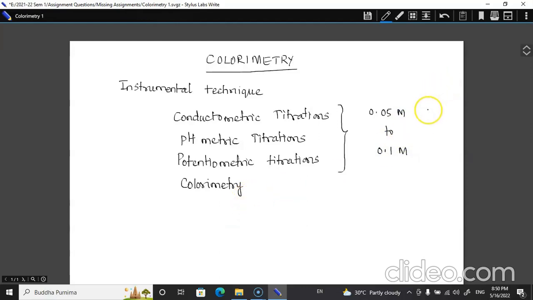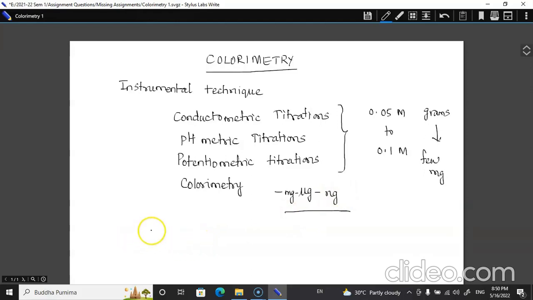Maybe they will be ranging from grams to a few milligrams. But whereas in the case of colorimetry, it will be very less, maybe in the range of microgram to nanogram, or it may start from milligram to microgram, then to nanogram. So the range of colorimetry will be different.